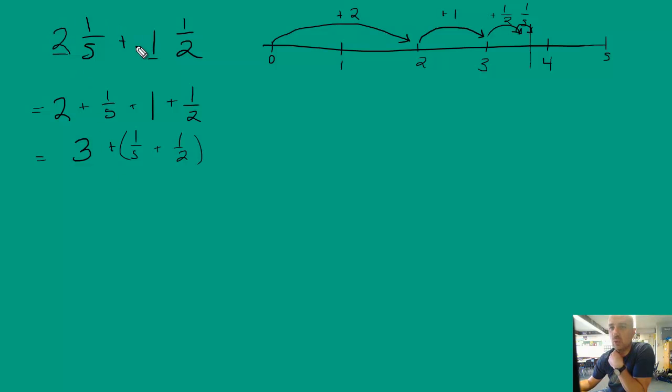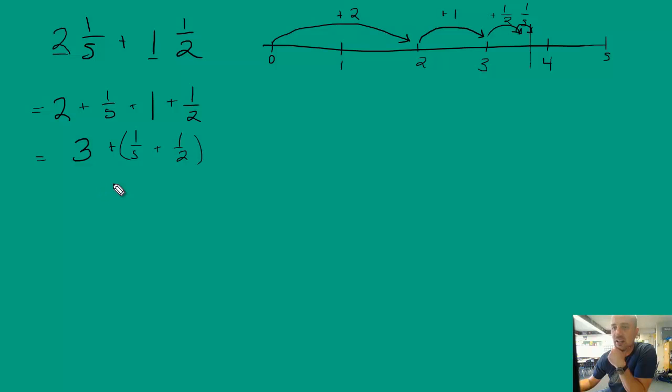So this is a great way of taking this problem and making it manageable, making it easy for me. I'm just adding my whole numbers and then adding my fractions. I'm separating the parts out. If I'm looking at 1/5 and 1/2, I have to make them equal sizes. I can't just add those together. So I need to go about making them into a common denominator, having them be the same size piece.